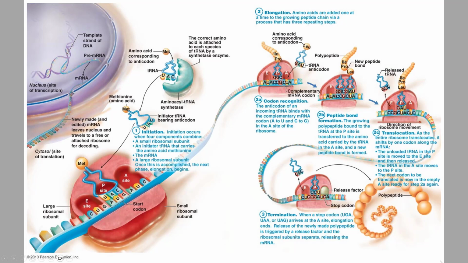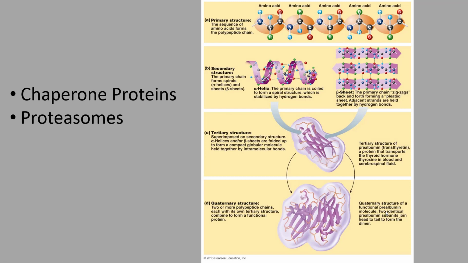Let's take a look. We know that this polypeptide has a very specific order of amino acids. If it were a different strand of DNA, we'd get a different strand of messenger RNA, we'd get a different order of amino acids. So we have that order of amino acids. That is called the primary structure. The primary structure is the sequence of amino acids. One strand of DNA makes one sequence of amino acids, but a different strand of DNA would make a different sequence of amino acids.